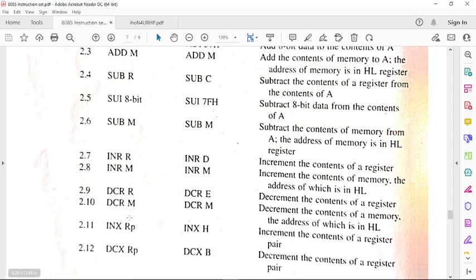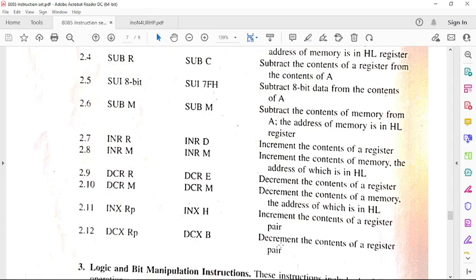INX RP. IN means increment, X means we have to consider a register pair, RP. INX H. INX H means it is related to the HL pair. Increment the content of the register pair HL. DCX RP. DCX B. So here decrement the content of the register pair BC.